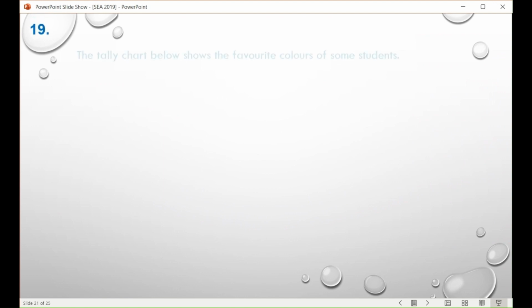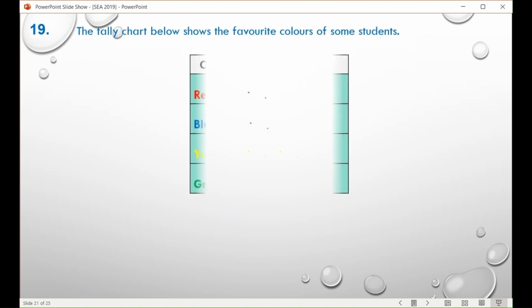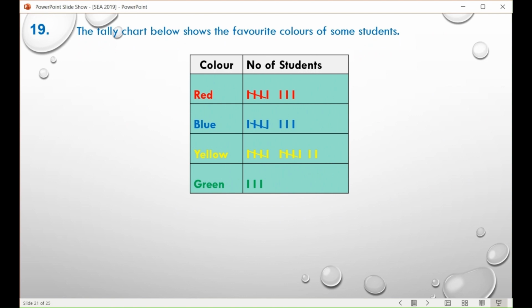Number 19, the tally chart below shows the favorite colors of some students. And if we look at the chart, we can see in the first column, the different colors are identified. Some students' favorite color is red, some are blue, some students' favorite color is yellow, and some favorite color is green. And the second column tells us the number of students.